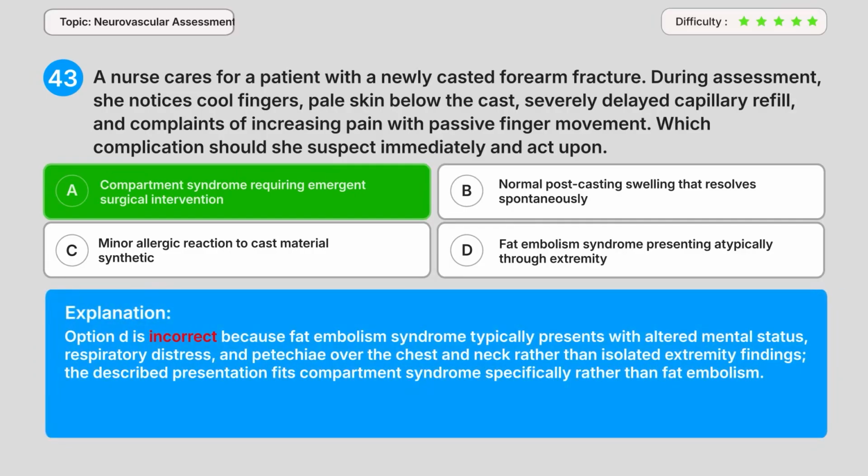Option D is incorrect because fat embolism syndrome typically presents with altered mental status, respiratory distress, and petechiae over the chest and neck, rather than isolated extremity findings. The described presentation fits compartment syndrome specifically, rather than fat embolism.